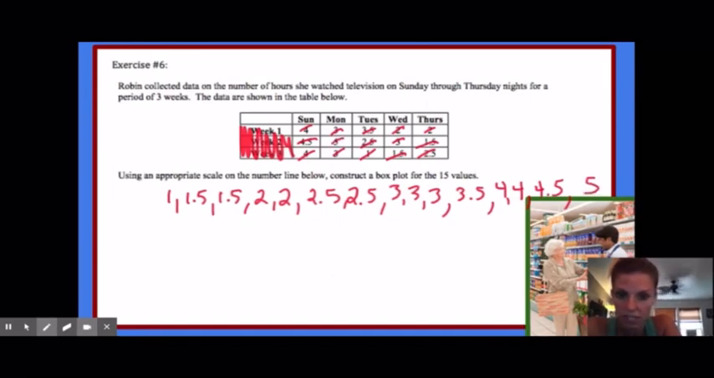So I should have 15 numbers. Let's see, 1, 2, 3, 4, 5, 6, 7, 8, 9, 10, 11, 12, 13, 14, 15. Good job, Mrs. Cook. You can count.